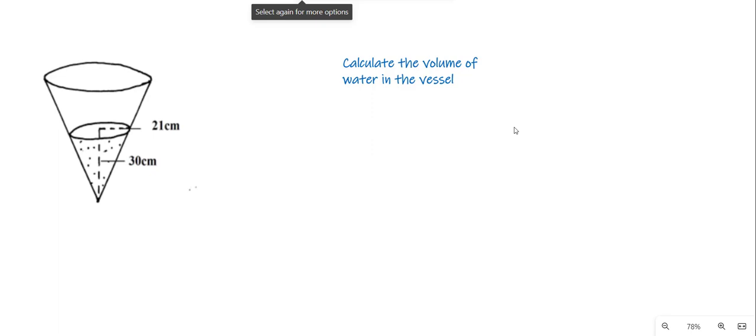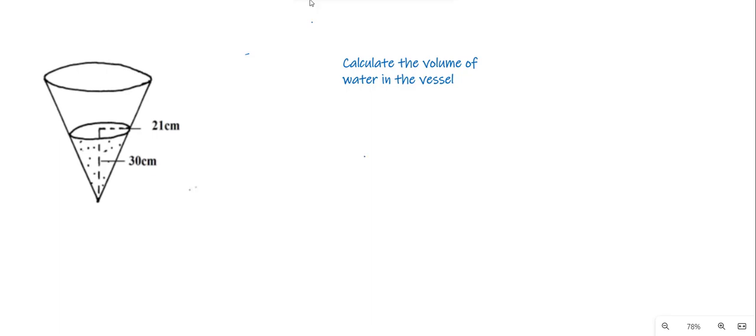In the figure shown on the screen, a vessel was put in water to a certain height of 30 centimeters. Now, the water formed a certain shape, and the shape it formed is called a cone. And now we are supposed to find the volume of water in the vessel, which means that we are simply finding the volume of the cone formed by the water.